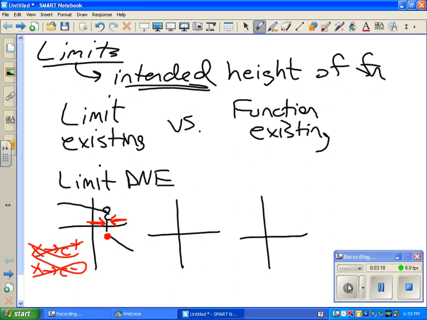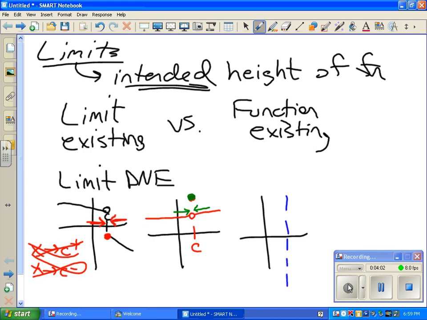We also had a situation, if we take a look at the second graph that I've just drawn, where the limit does exist. The function does exist, but the limit and the function do not have the same value. So the function is approaching the same height from both the left and the right, so the limit exists. The function has a filled-in point, so the function exists, but those two heights are different. So this was a common situation that you're likely to see on the AP as well.